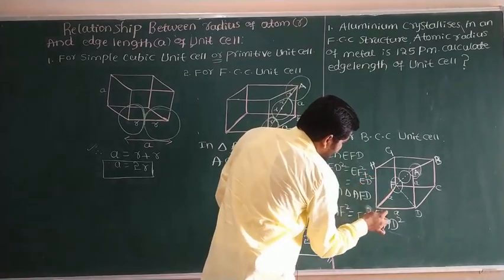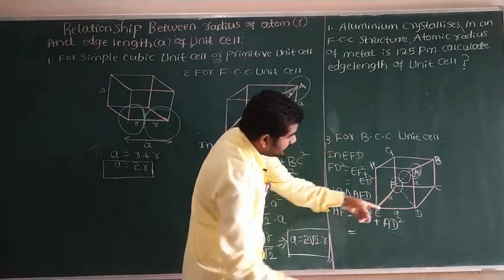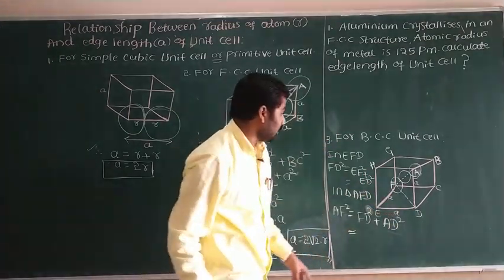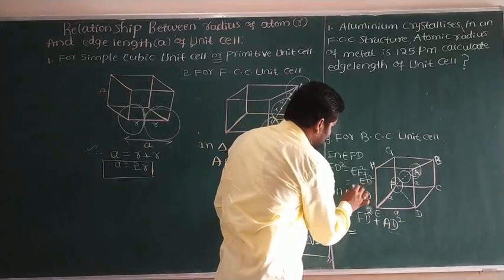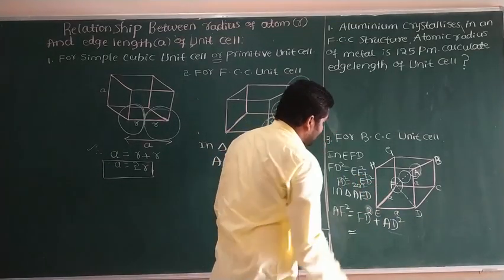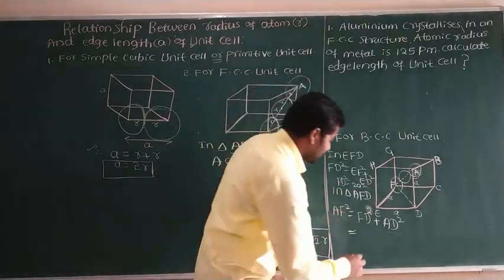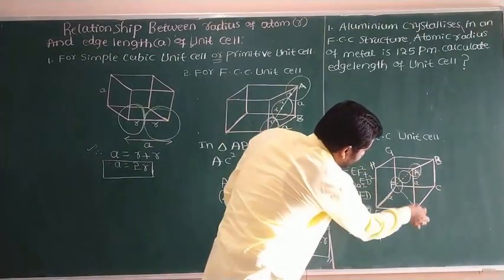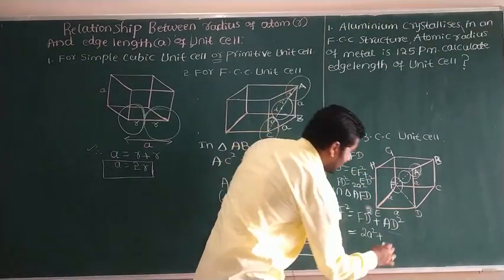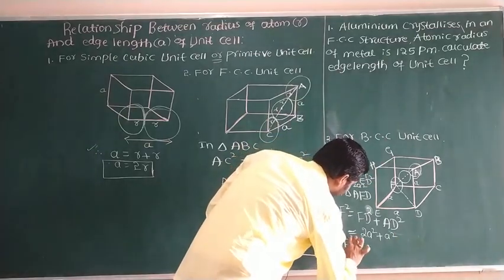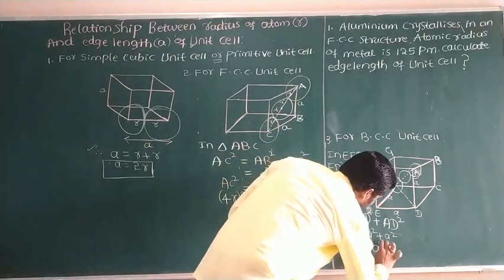Therefore what is EF? EF is the edge length which is denoted as A and ED is also the edge length which is denoted as A. Therefore A square plus A square, we will get 2A square, that is the value of FD square equals 2A square. And ED equals the edge length, denoted as A, therefore it is again A square. Therefore AF square equals 3A square.